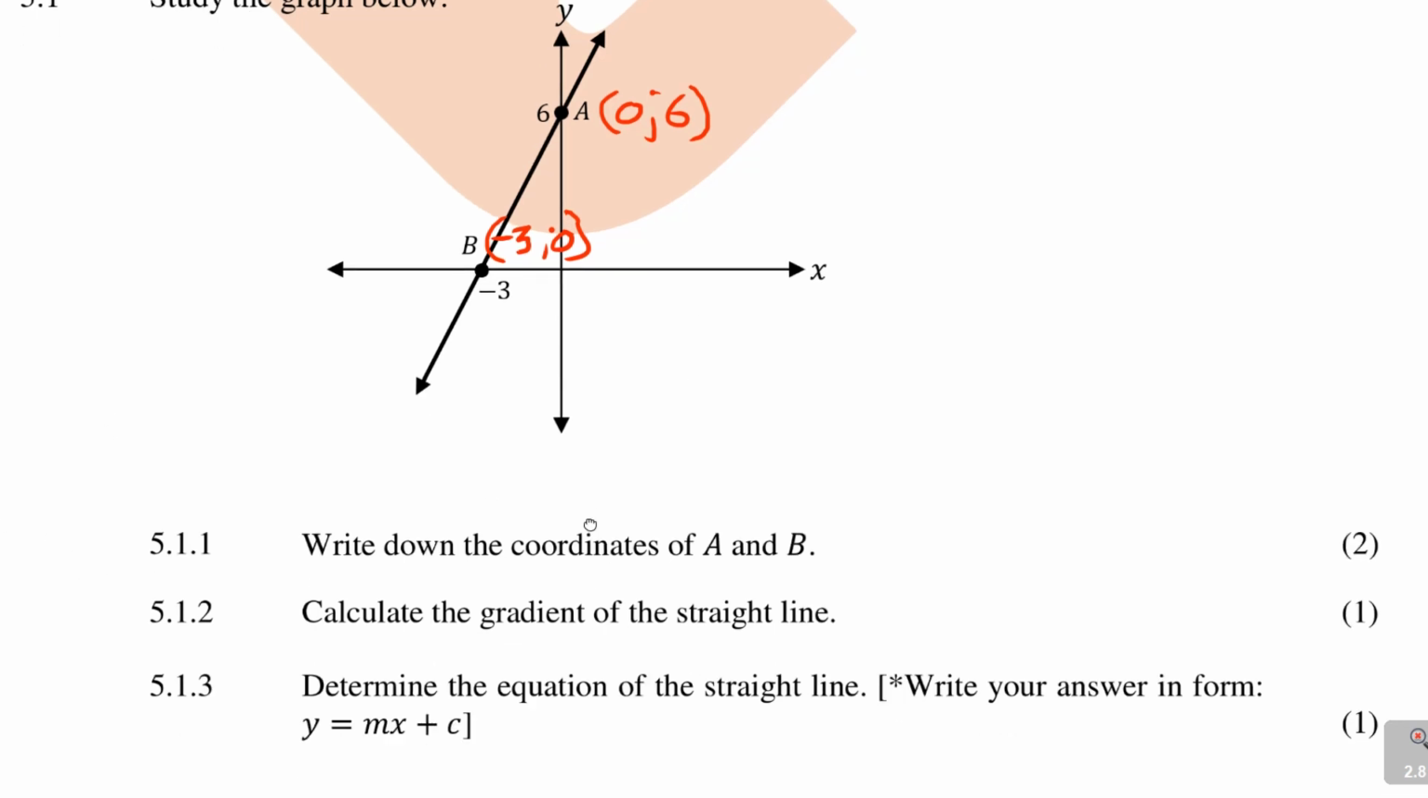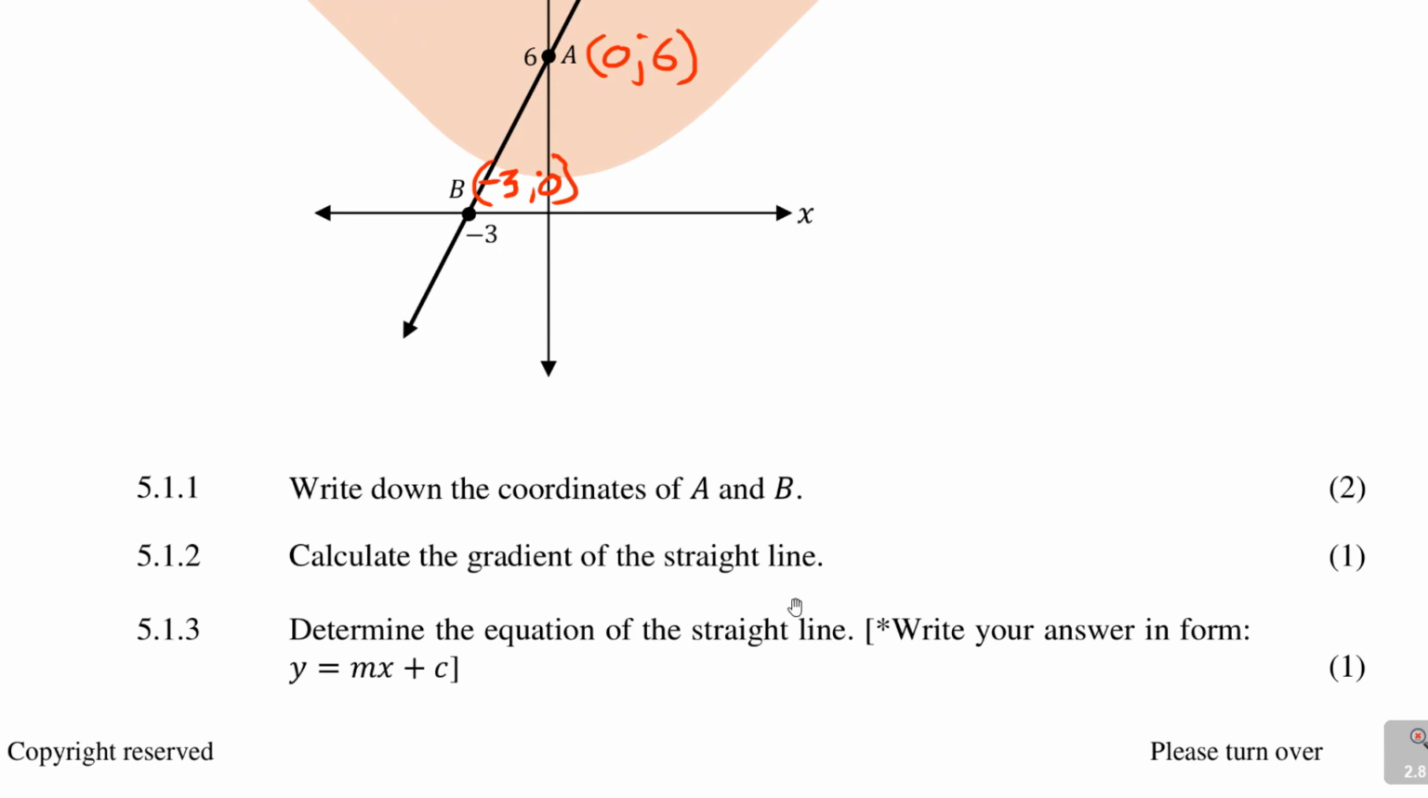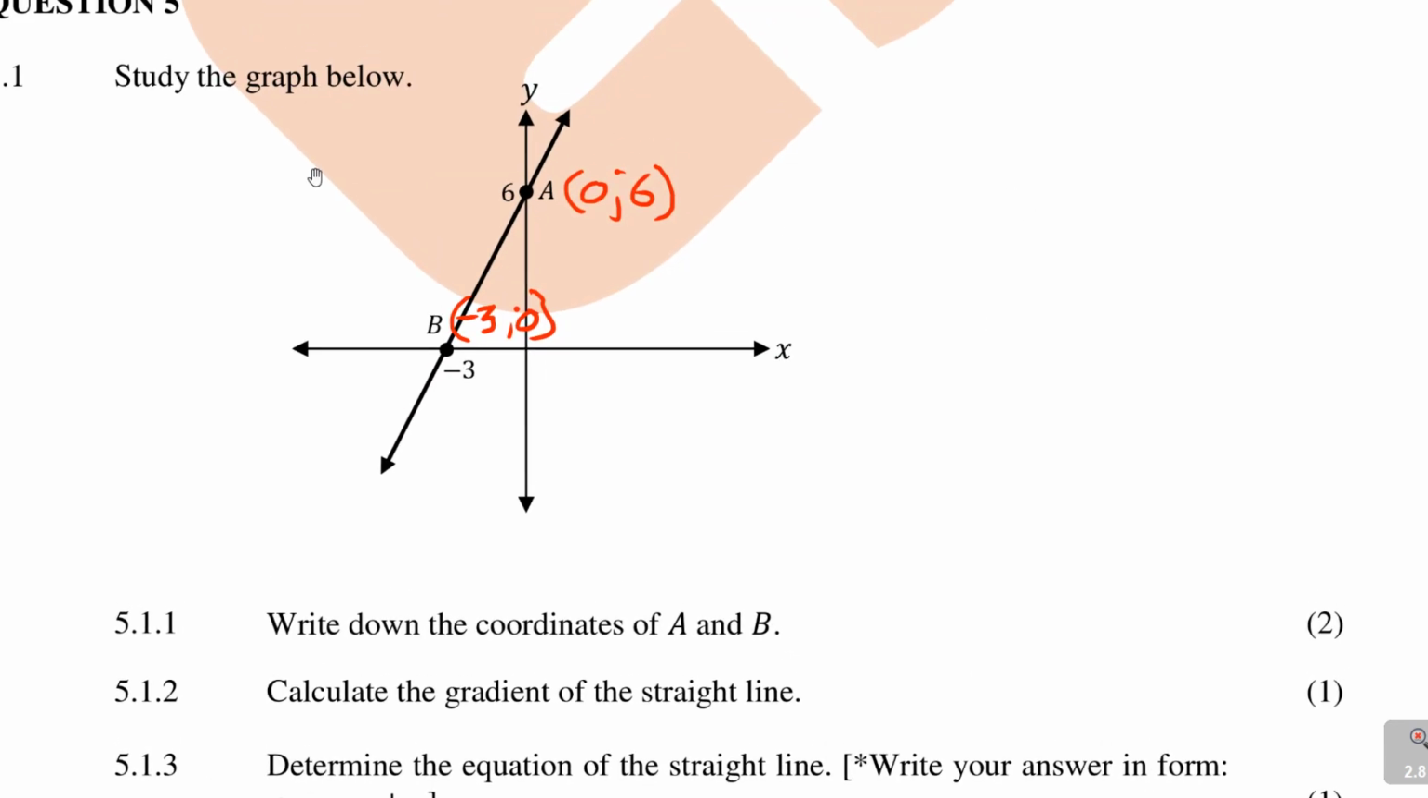And then the next one says calculate the gradient. Calculate the gradient of the straight line. How do you calculate the gradient on this now? It's going to be y2 minus y1 on x2 minus x1. Yes, thank you. You start with y. Sorry about that. So it's going to be y2 minus y1 over x2 minus x1.